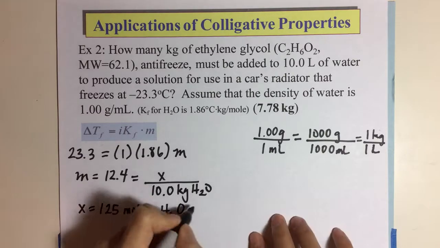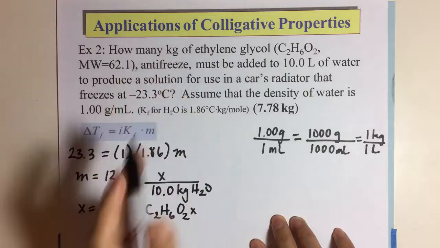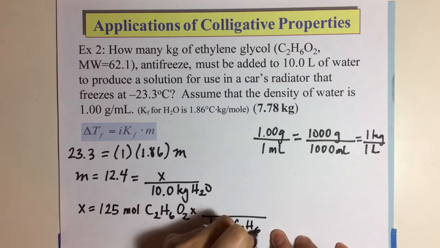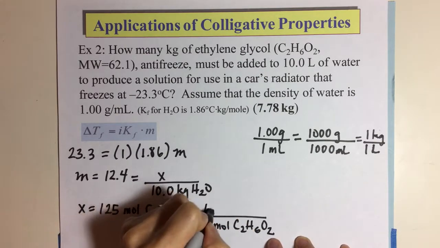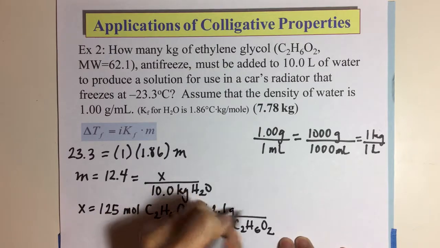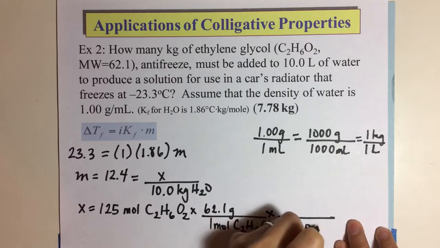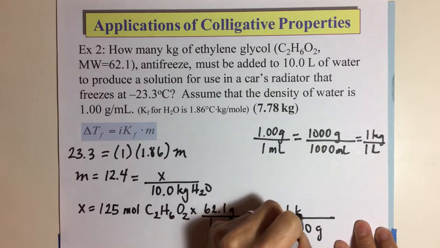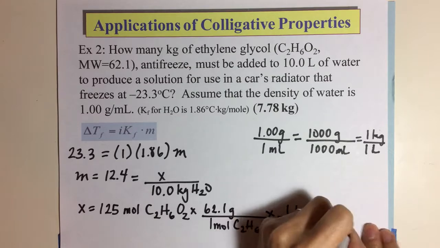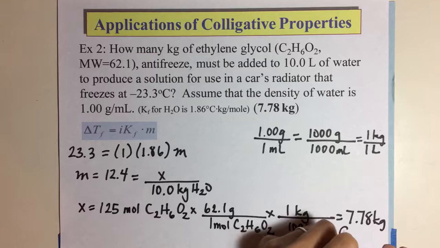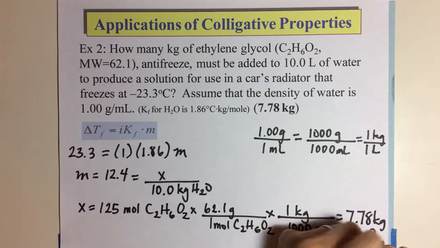C2H6O2. And then, of course, I'm trying to find the kilograms, which means I'm going to need to use molar mass. So 1 mole of this compound has a mass of 62.1 grams. And then I do an extra conversion to get to kilograms. So 1,000 grams in 1 kilogram gives me a value of 7.78 kilograms of my compound, ethylene glycol. Okay.